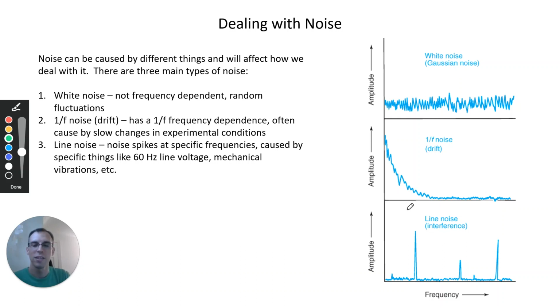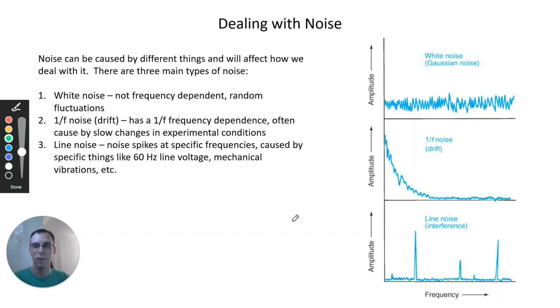The final type of noise is line noise. And these, you have spikes in your noise at specific frequencies, and these are caused by very specific things. So for example, there's a 60 hertz line voltage, so from power outlets. And so we often try to avoid measurements that happen at a rate of 60 hertz because you get extra noise in the measurement due to your electrical equipment. And so that's just the standard frequency power is transmitted through electrical circuits in buildings and houses and things like that.